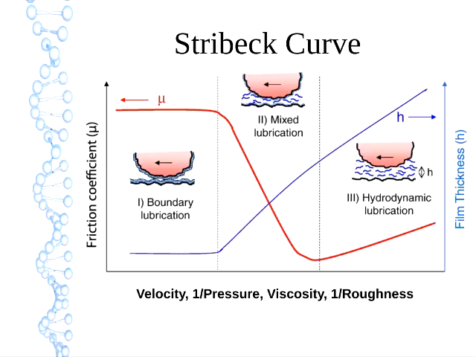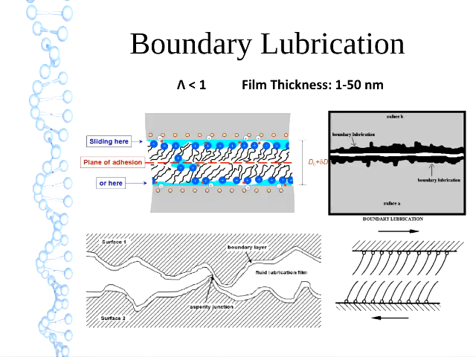So we'll discuss each lubrication regime in a little bit more detail. For boundary lubrication, the lambda value, the ratio of film thickness to roughness, is generally less than 1. Film thickness is typically 1 to 50 nanometers. You can see some schematics illustrating what's going on here. You've got surfaces and a boundary layer attached to them, and that boundary layer is interposing itself between the two surfaces.